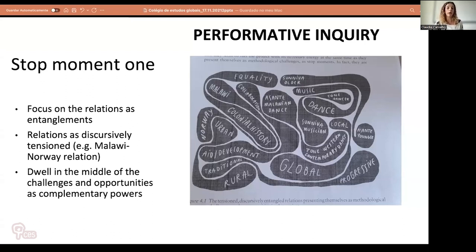Stop moment one was about focusing on the relations as a way of researching. Okay, so relations as discursively tensioned, as I was mentioning to you, and trying to understand better what opportunities and what challenges that brings to the research process.